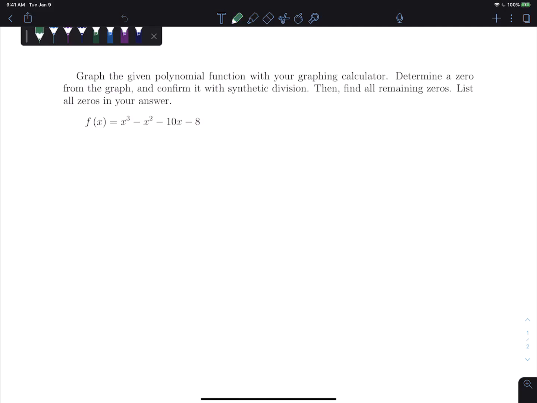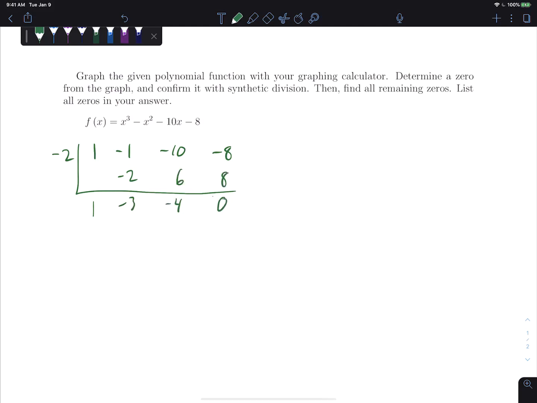So I'm going to start proving it using -2 and synthetic division. Use a 1, -1, -10, -8. Bring down the 1, multiply, add, multiply, add, multiply, and add. Awesome. I just proved that -2 is a zero of this polynomial.